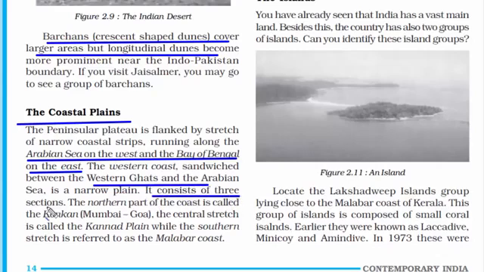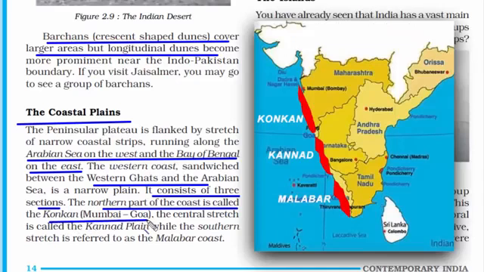It's a narrow plain and is divided into three sections. The northern part of the western coast is called the Konkan, Mumbai to Goa. The central stretch is called the Kannad Plain and it lies in the Karnataka region, while the southern stretch is referred to as the Malabar Coast, which is completely in Kerala.